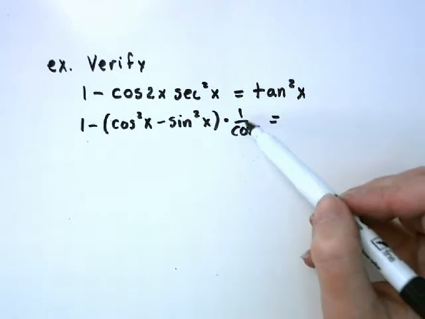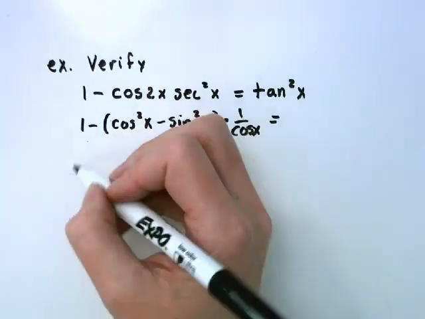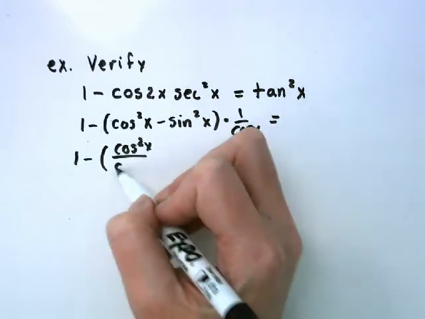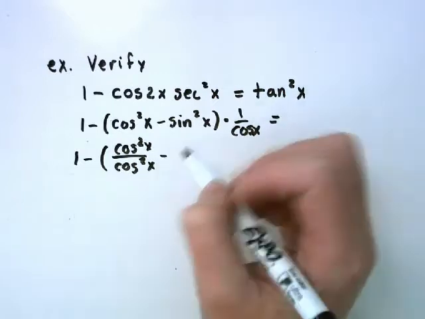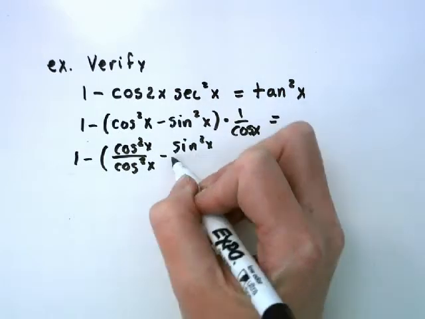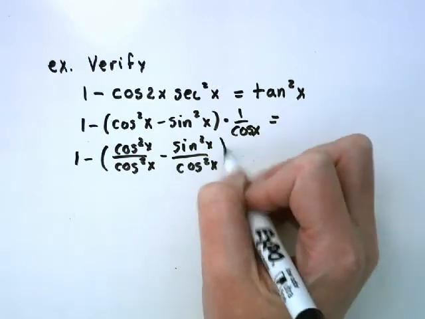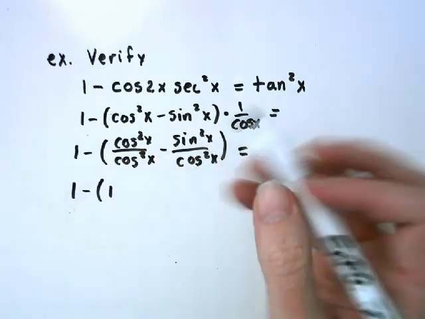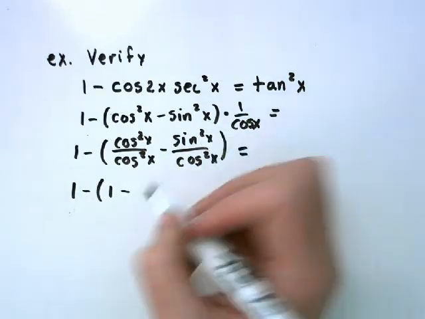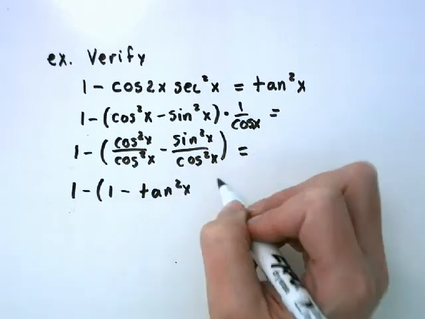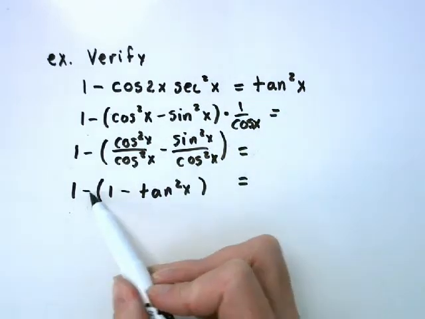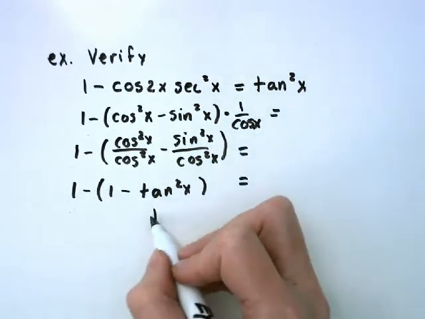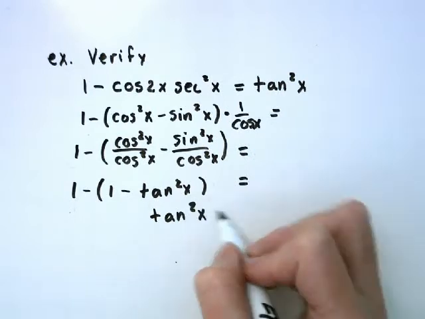Okay, I'm going to go ahead and distribute this into the parentheses. So I'm going to have 1 minus cosine squared x over cosine squared x minus sine squared x over cosine squared x. Well, cosine squared over cosine squared is just 1. Sine squared over cosine squared is tangent squared. So we have 1 minus 1, that goes away, and then minus negative tangent squared is just tangent squared.